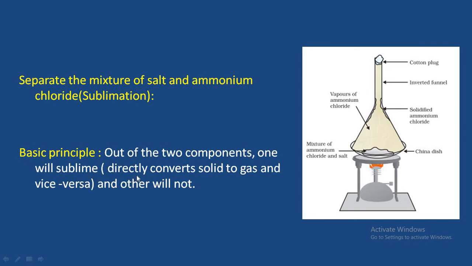Sublime means the substance directly converts from solid into gas, and vice versa, gas to solid, without changing into liquid. The other, the second substance present in the mixture, cannot sublime, that is, it cannot be converted directly from solid into gas.